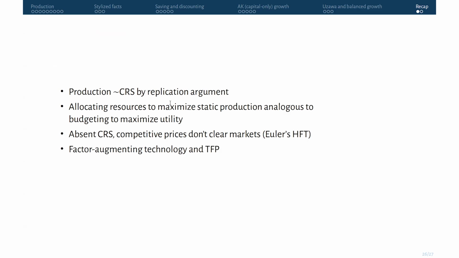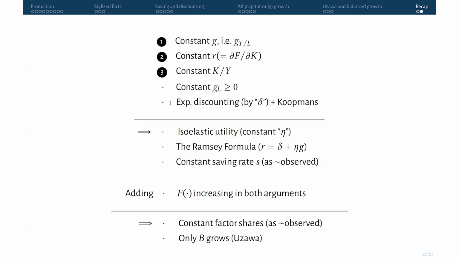We talked about a firm's problem of allocating its budget to maximize production, how that's analogous to budgeting to maximize utility. We also kind of thought in reverse about given stocks of the factors, how the prices have to change when the stocks change to maintain that demand equals that posited supply of the factors. We talked about what factor augmenting technology means and what TFP and TFP growth mean. And then we pulled a bunch of rabbits out of hats.